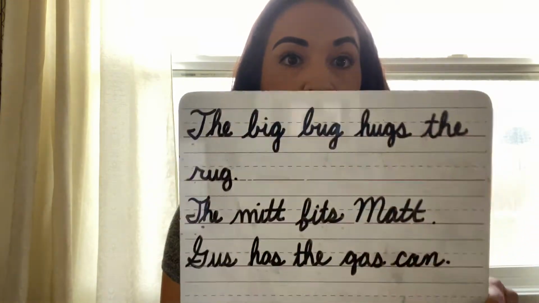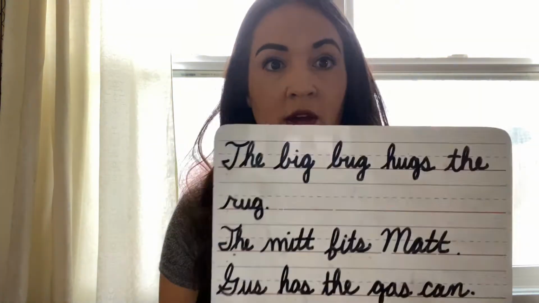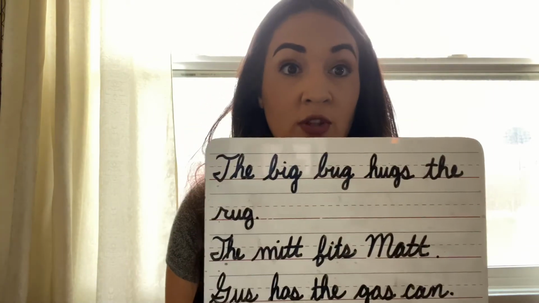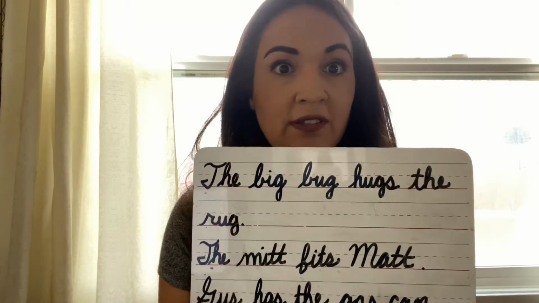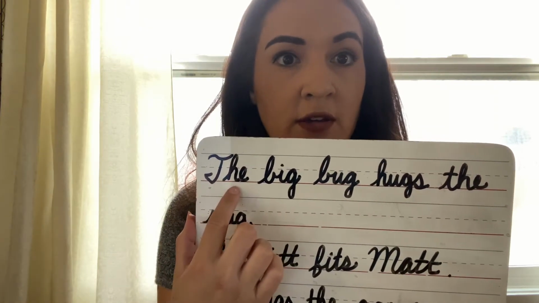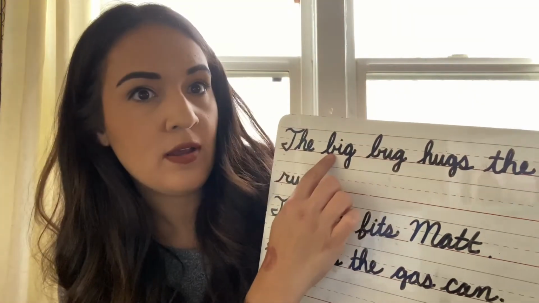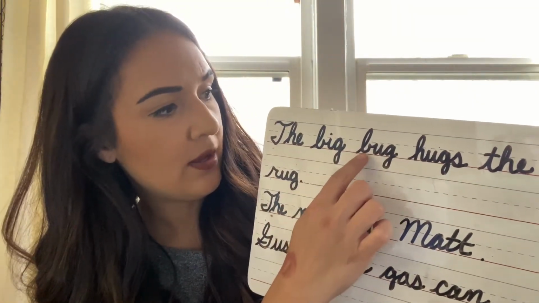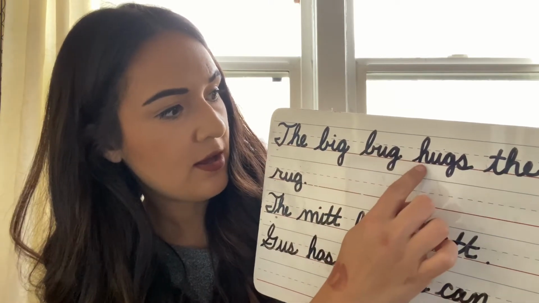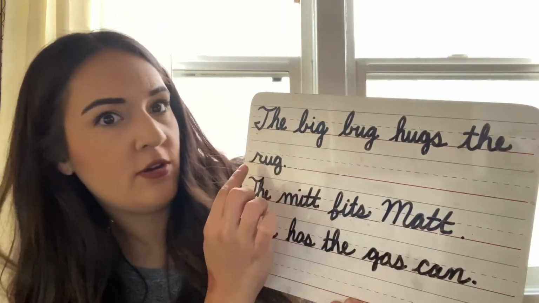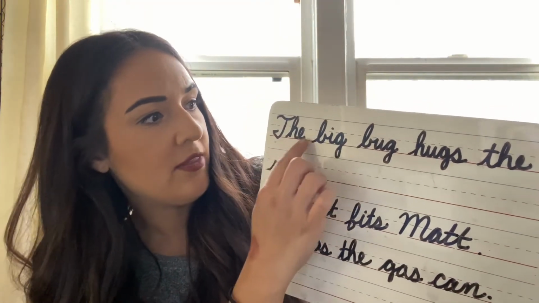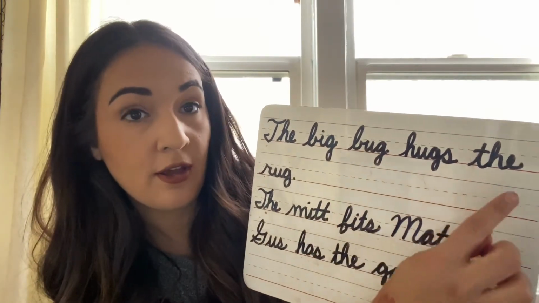Okay, so moving on to our Explode the Code, we are going to go over 3 sentences here. We're going to read the sentences, and then I want you to repeat after me, and then after that, we'll move on to our next thing. So, the, b-ig, big, b-ug, bug, hugs, the, r-ug, rug. The big bug hugs the rug.